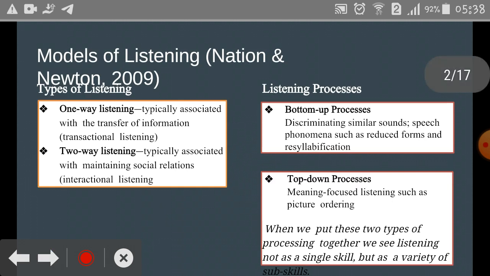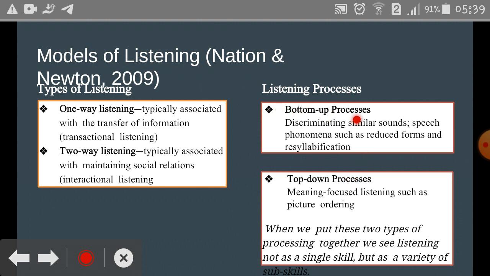So, models of listening according to Nation and Newton 2019. There are many types of listening. The first one is one-way listening. It is typically associated with the transfer of information. For example, you only listen to someone speaking without responding to that person, then it is one-way listening. Two-way listening is typically associated with maintaining social relations. For example, you are having a conversation. You listen to your friend and then your friend listens to you. So there are two ways of listening here.